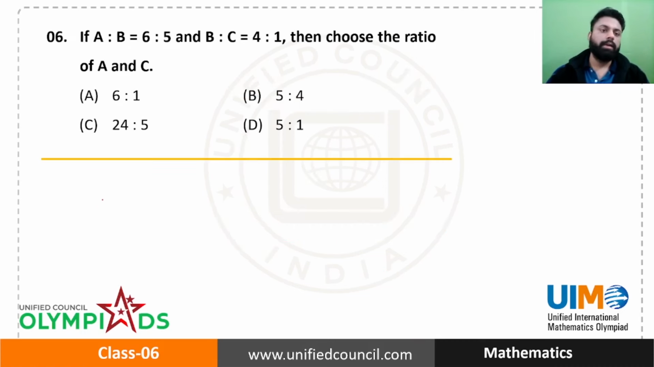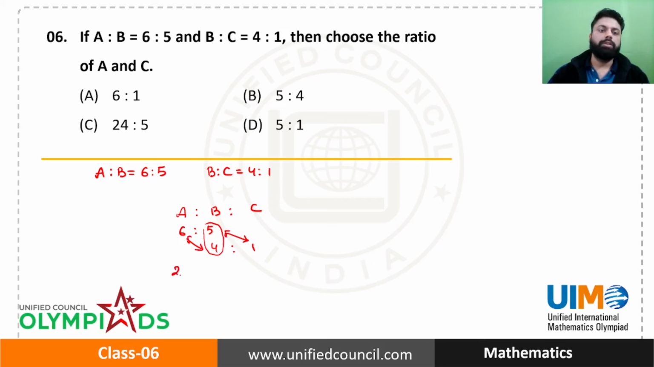A is to B, the ratio is given. A is to B is given as 6 is to 5. B is to C is given as 4 is to 1. So see, A is to B is to C. This is 6 is to 5. This is 4 is to 1. So all you have to do is do the multiplication like this.